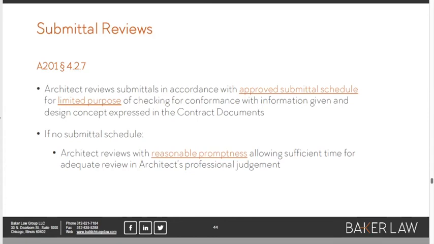And in the event that there is no submittal schedule, then what the general condition says is the architect has to do it with reasonable promptness. And owners and contractors want submittals to be reviewed very quickly, and some would argue that 5 business days is a fair amount of time, and some would say less, some would say more.